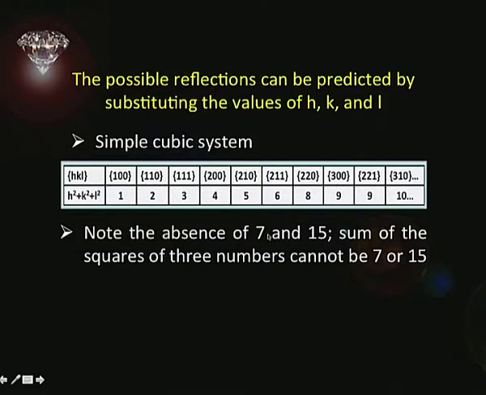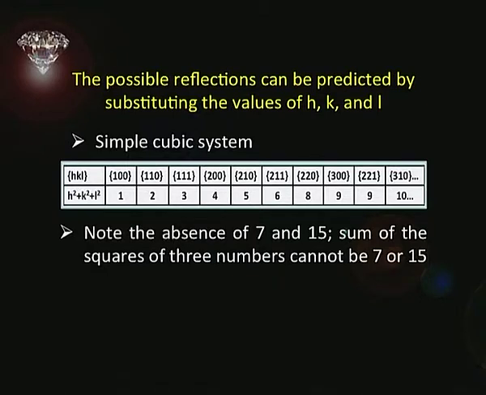There is no 7 here. If you continue like this, you find there is no 15 also. The reason for that is that there is no possible combination of h square plus k square plus l square. That means the sum of the squares of 3 whole numbers cannot be 7 or 15. So, they will not be there.